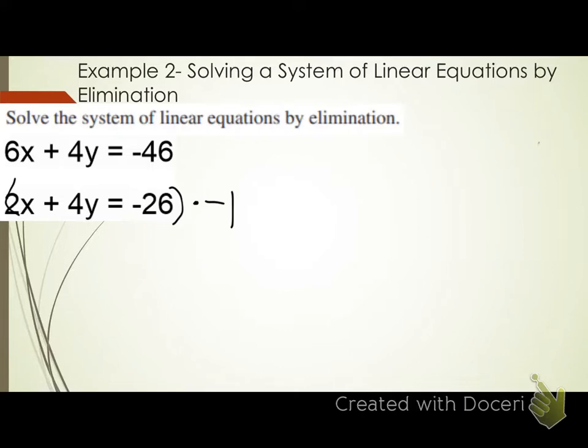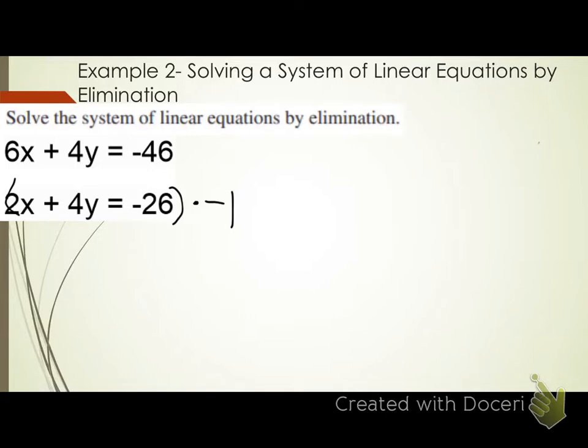One of the biggest mistakes I see with elimination: when you multiply, everything in that equation has to be multiplied by that number. Every single thing. X value, y value, constant, every single thing. Some people don't do that. Some people forget to multiply the constant by the negative 1 here.